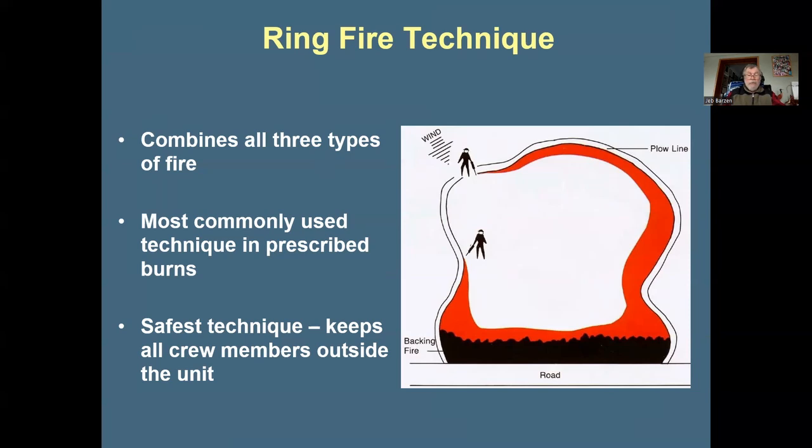At least I think it's probably one of the safest techniques to use, but it requires a bit more skill in order to implement it safely. But it is safest because it keeps all crew members outside of the unit and is most amenable to protecting yourselves from variations in wind direction and things like that. It can be more risky for animals if they are caught within that ring of fire. And so there are some costs to that.